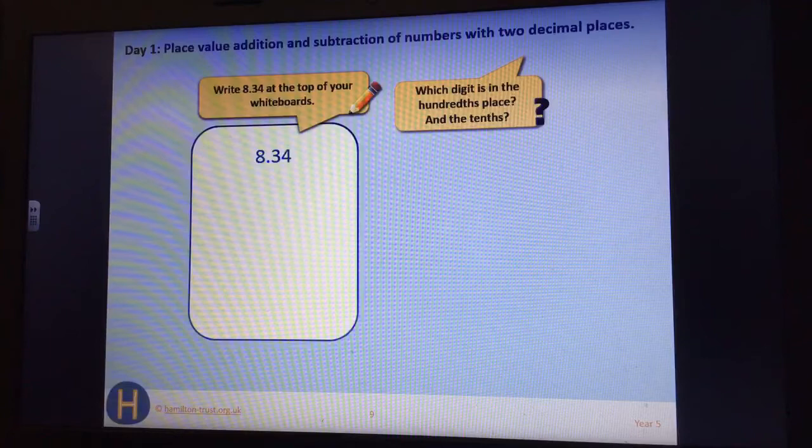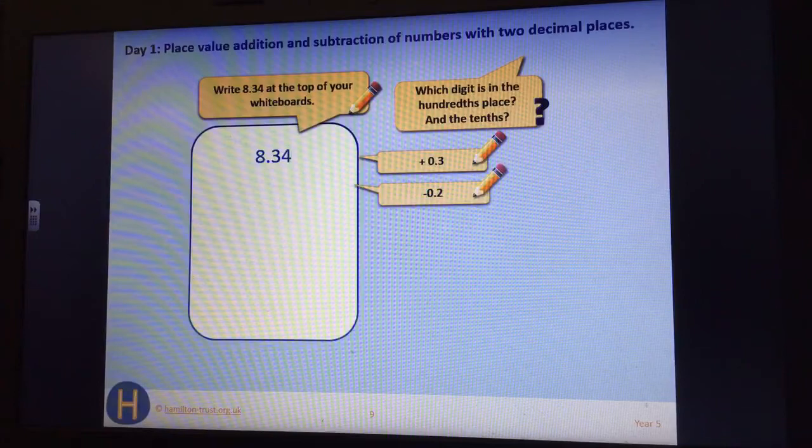Do again. Okay, ready? 8.34. Which digit is in the hundredths place? Oh, I can hear you from here. It's 4, isn't it? And which digit is in the tenths place? Correct, it is 3. Let's move on. So let's add 0.3. Now let's subtract 0.2.